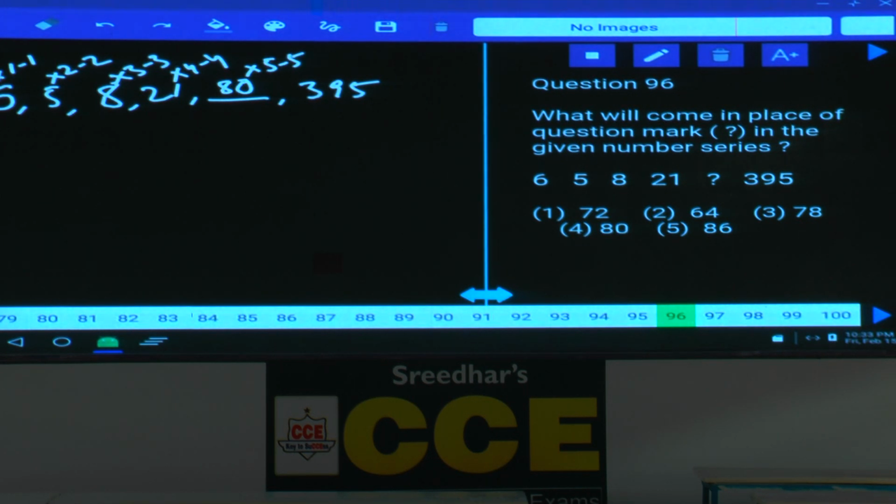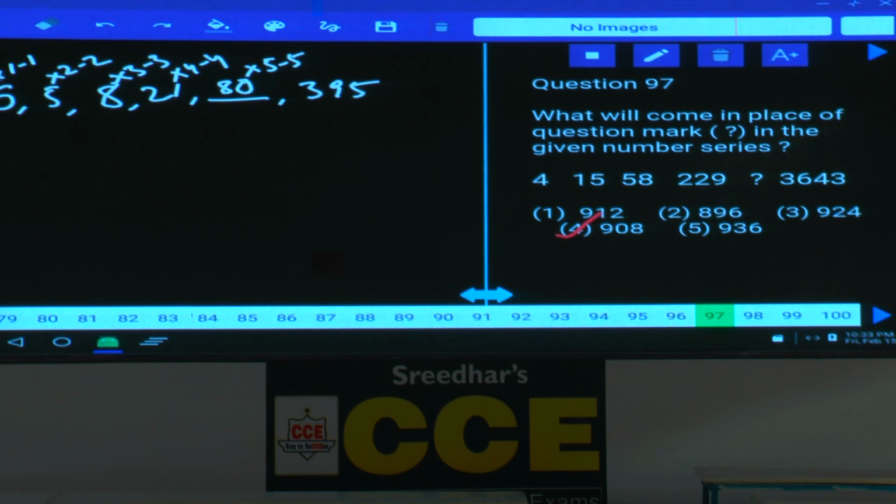Into 1 minus 1, into 2 minus 2, into 3 minus 3, into 4 minus 4, into 5 minus 5. Then what is the missing number here? 80, that is choice 4. Question number 96, choice 4 is the answer.